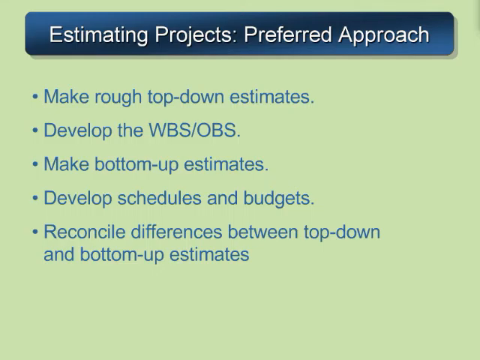Then, assuming that top-down estimate gets that first green light, develop a very specific work breakdown structure, and figure out how that work will fit within the organization by overlaying it within your organizational structure. From that, we can do our bottom-up estimates, look at schedules and budgets, and then if we see a big gap between our bottom-up estimate and our original top-down estimate, we can have a discussion around the gaps and make sure we understand what's happening there and come to some resolution before proceeding with the project.